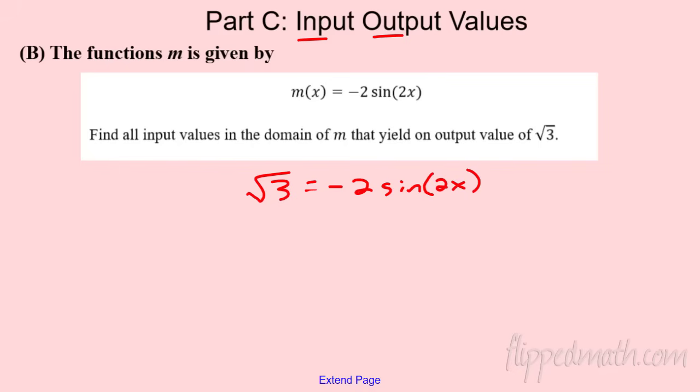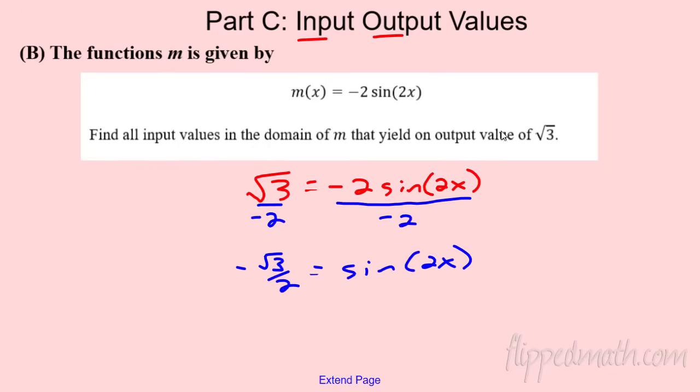So set up like you're solving your equation. And then again, we're trying to solve for x here. So we're back to solving. So we're going to divide by -2, divide by -2. So we're looking at the negative square root of 3 over 2. Those cancel, and I've got sine of 2x. Awesome. So now can we solve that?